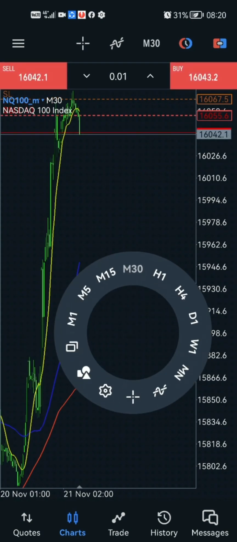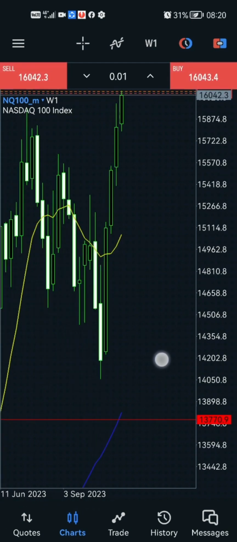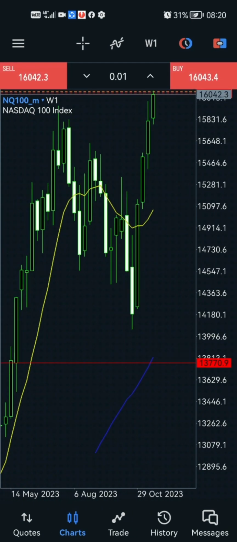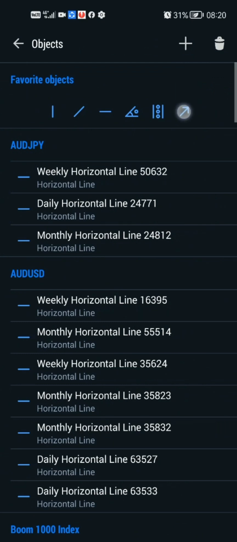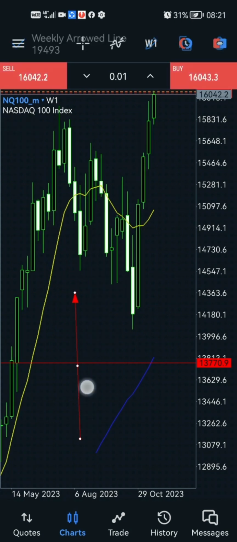Here, let's start with the weekly time frame. As we see here, it's just been going up, up, up, up, up. But within this mess, there's a language inside. Let's go get it and see what's happening.